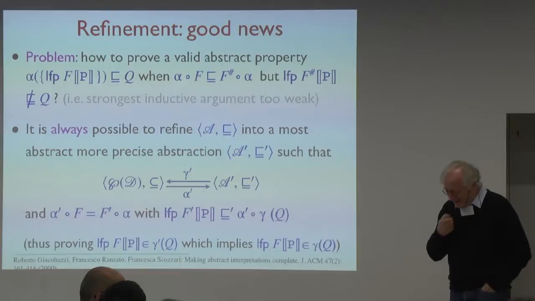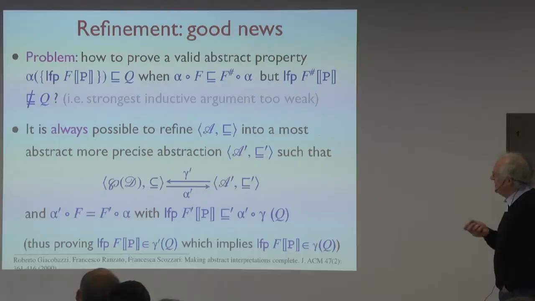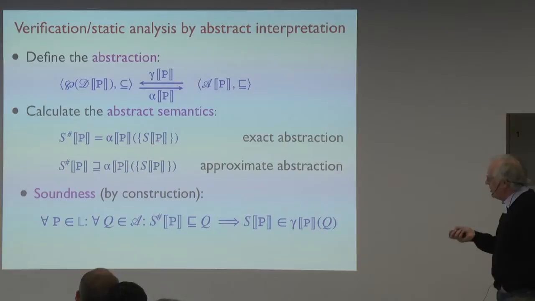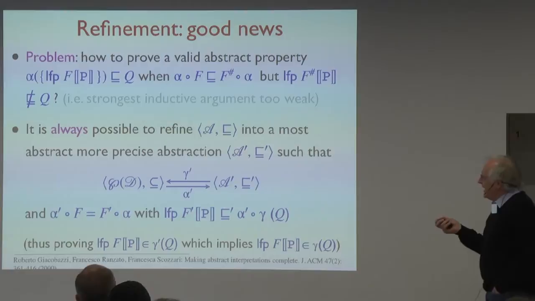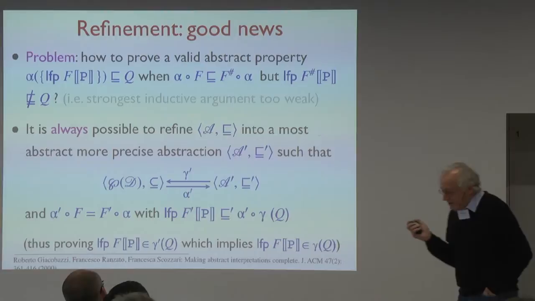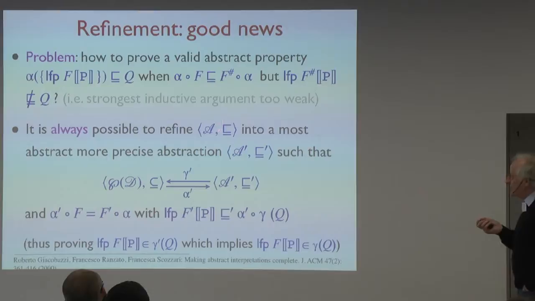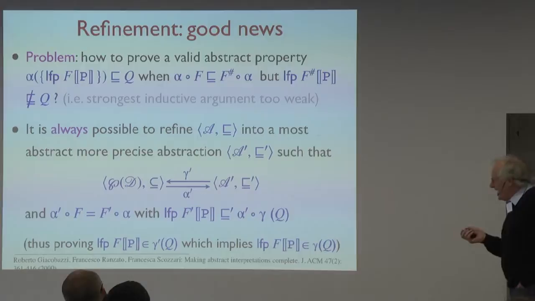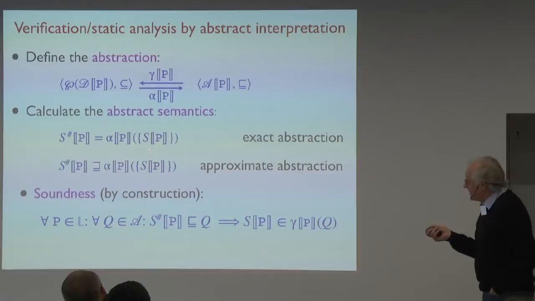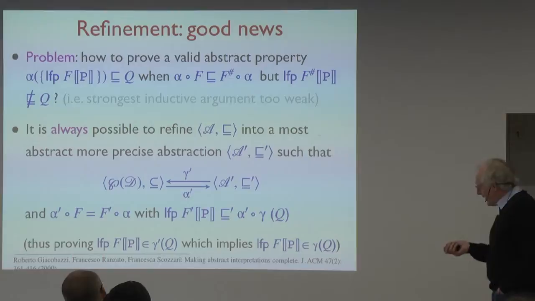Even if you have a best approximation here, it might be the case that you find some abstract argument that is inductive, but it does not imply the property that you want to prove. It's not strong enough. So the result on completeness is that it's always possible to refine the abstract domain I started with into another abstract domain which is more refined. And so I will have this commutation property, which implies this equality, which implies that I can make the proof. That's a result by Giacobazzi. He will speak about it.